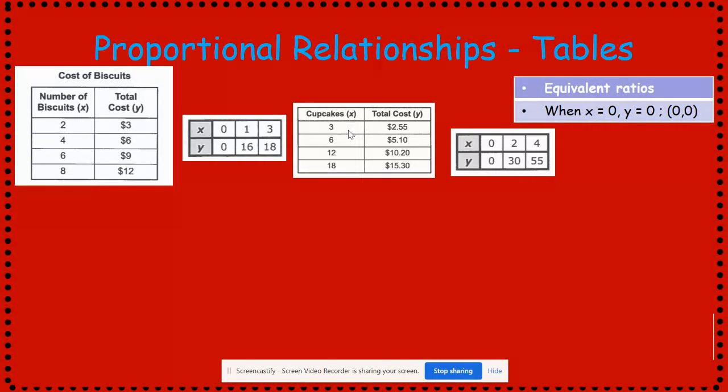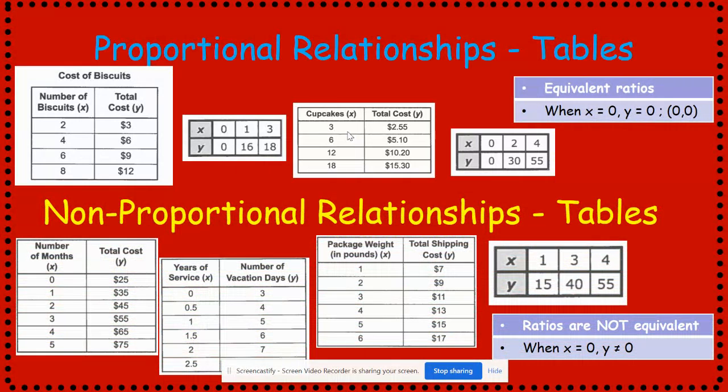So once again, if we create equivalent ratios, we have a proportional relationship. When x is 0 and y is 0, which means when graphed, it will go through the origin, it creates a proportional relationship. However, with some tables, we're not given a proportional relationship.